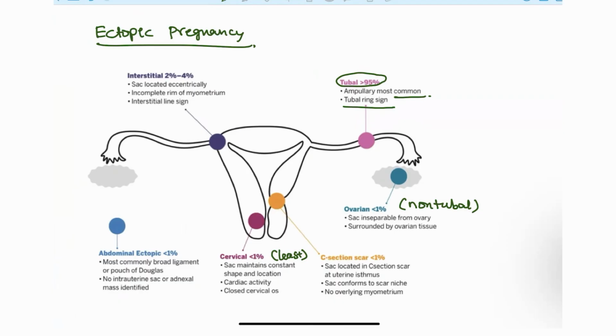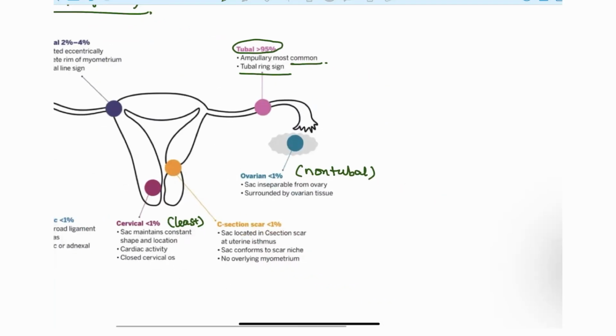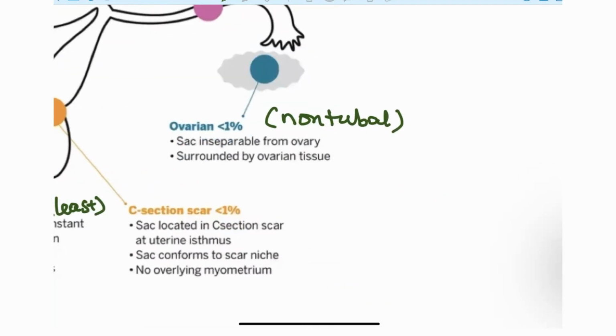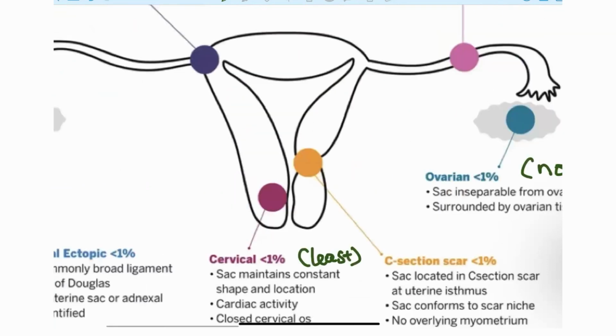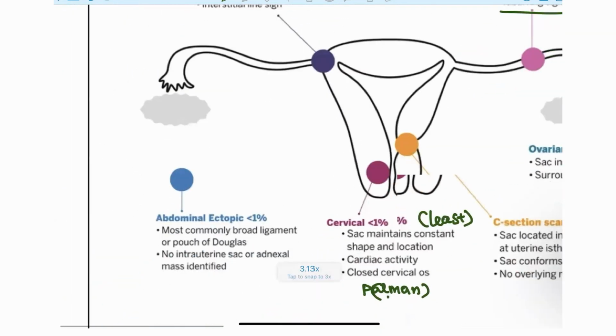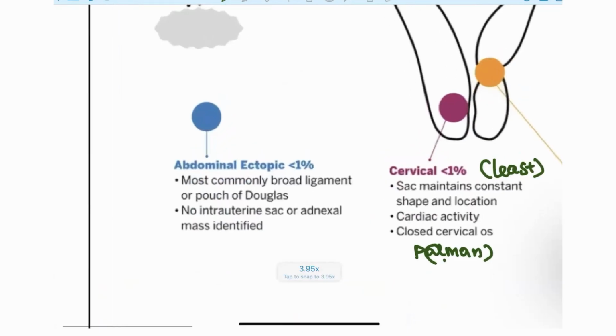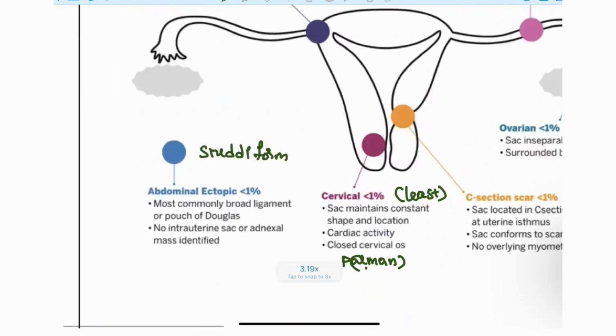Then we also have to know the specific criteria that are given worldwide. For the ovarian, it is Spiegelberg. For the cervical, it is Rubin. For the abdominal, the criteria name is Studdiford. So it can be asked as a direct question also. It is Studdiford, right? These are some of the types.